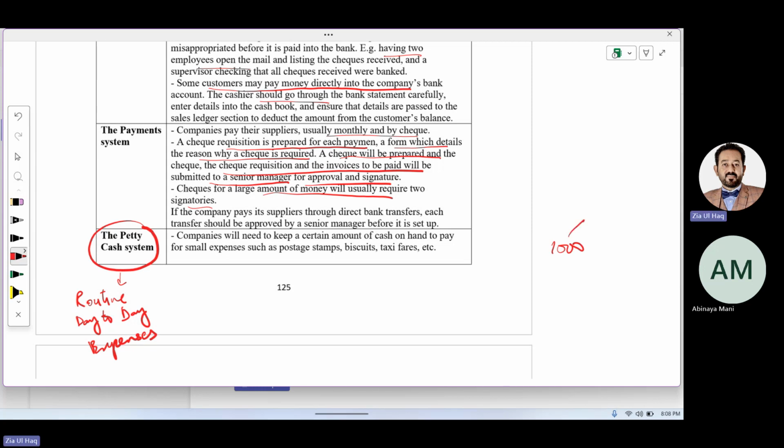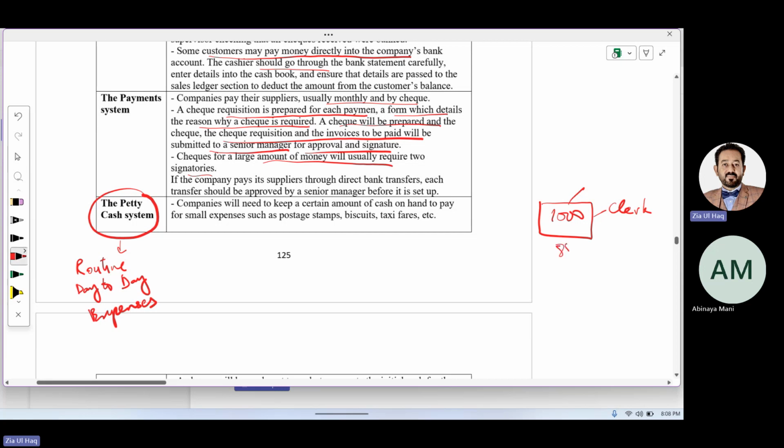What does the company need to do? The company needs to hand over this 1,000 at the start of the month to the clerk, so that the clerk will pay for these small expenses from this 1,000. Suppose during the month, the total expenditure is 850. This means the clerk has 150 left. So at the start of next month, the company needs to provide 850 more, so that at the start of the month he has 1,000 to make expenses for the month.